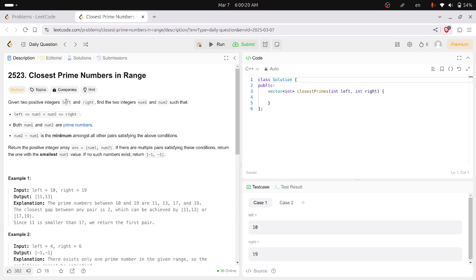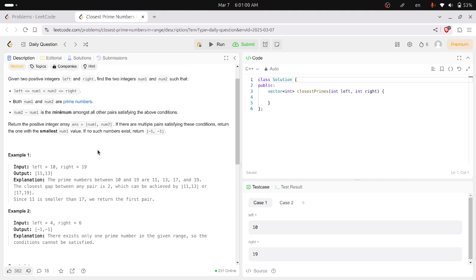Given two positive integers left and right, find the two integers num1 and num2 such that num1 and num2 are between left and right. Both num1 and num2 are prime numbers. num2 minus num1 is the minimum amongst all other pairs satisfying the above condition. Okay, minimum. So they need to be as close as possible. Return the positive integer array answer equals to [num1, num2]. If there are multiple pairs satisfying this condition, return the one with the smallest num1 value. If no such numbers exist, return [-1, -1].